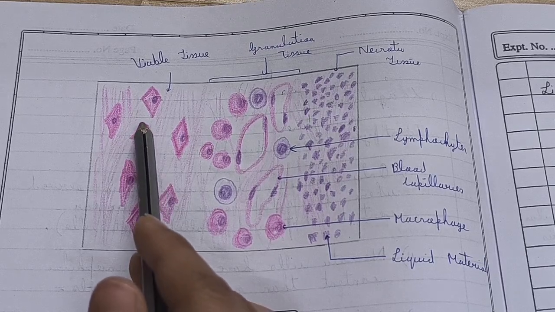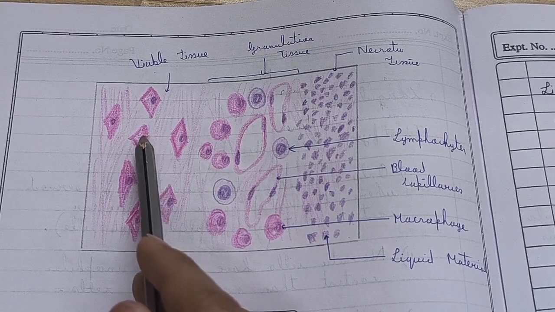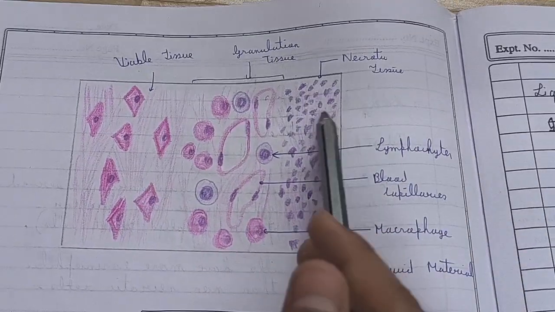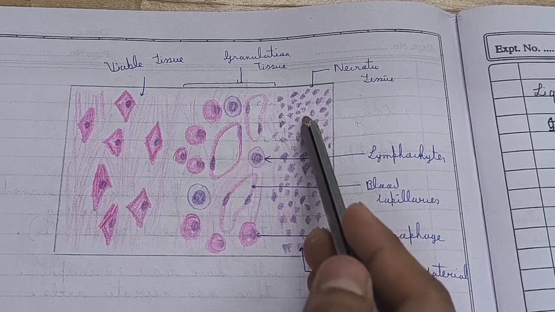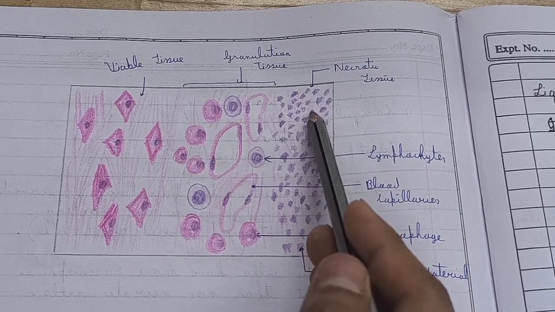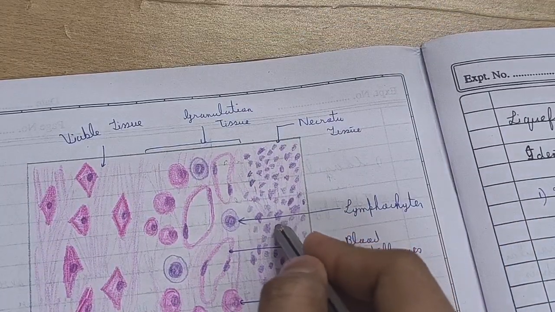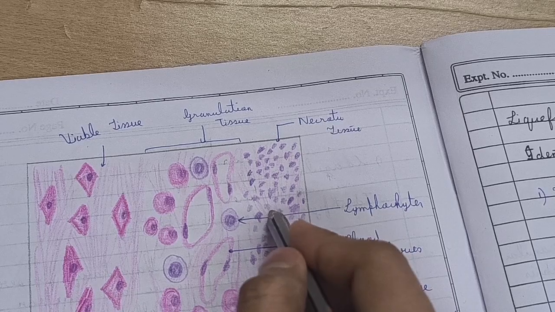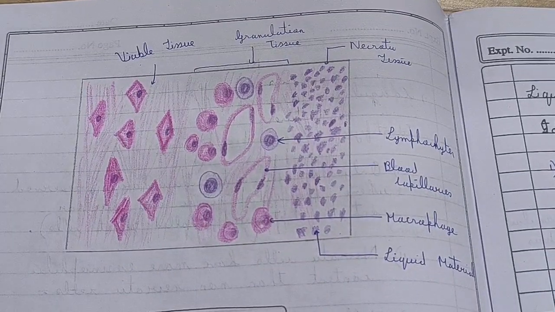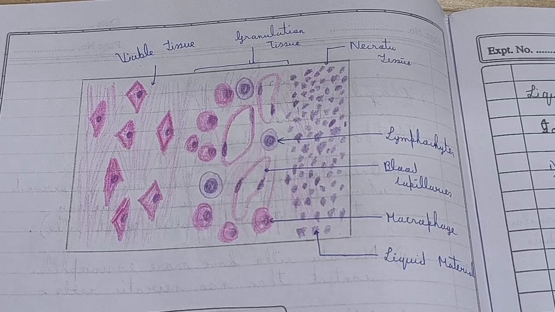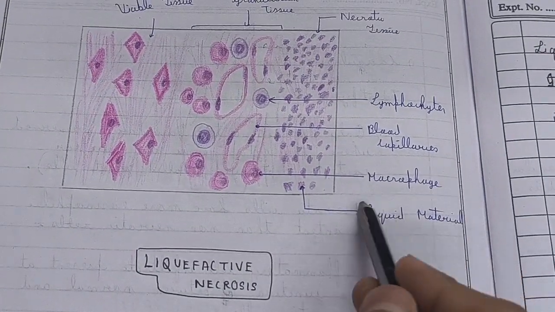Now again, you can see that in the viable tissues, in each of these cells, the cell boundary is preserved, cytoplasmic content is there, and nuclear content is also there. But in the necrotic cells, the nuclear content is destroyed and no cytoplasmic content is present. All the cells also have an irregular cell boundary, as the cell boundary is also not preserved, it is destroyed. And here you can relate that I have written liquid material.